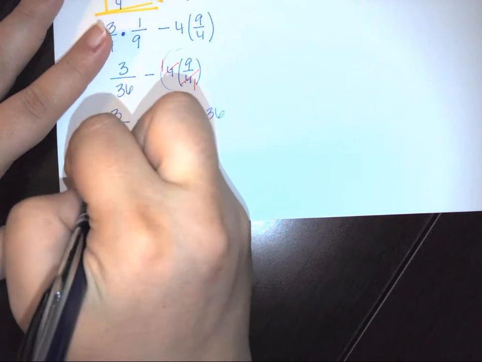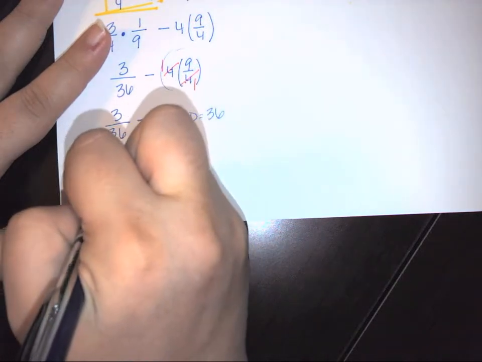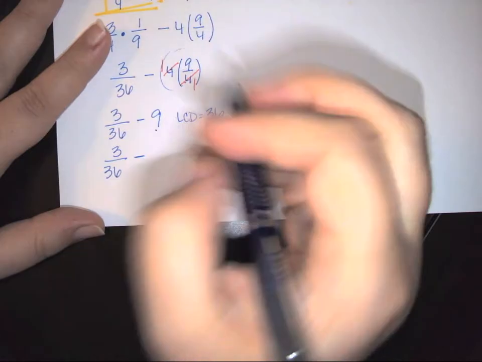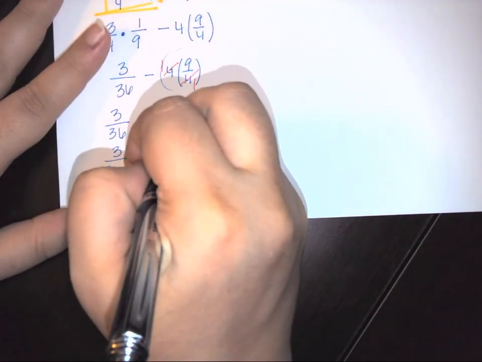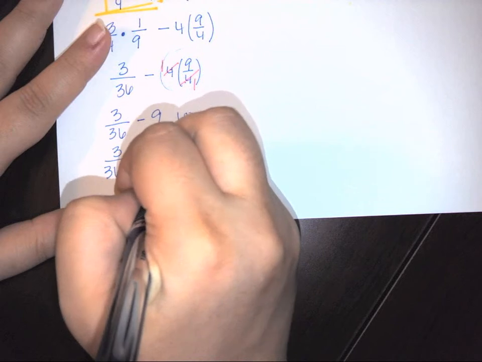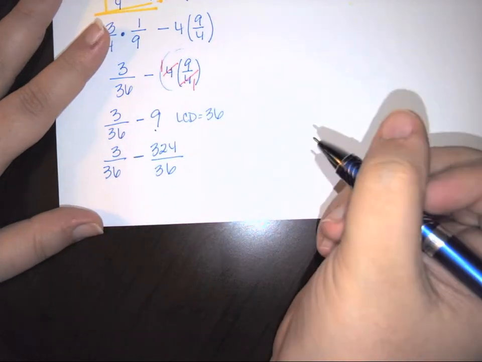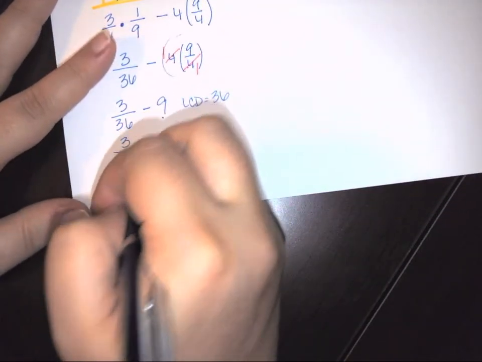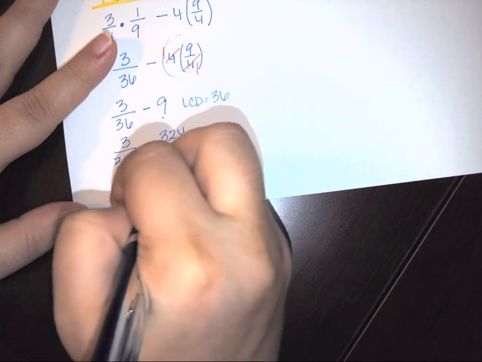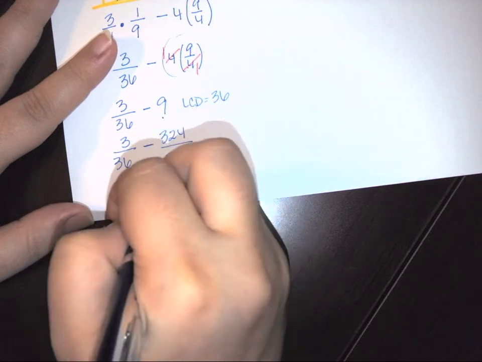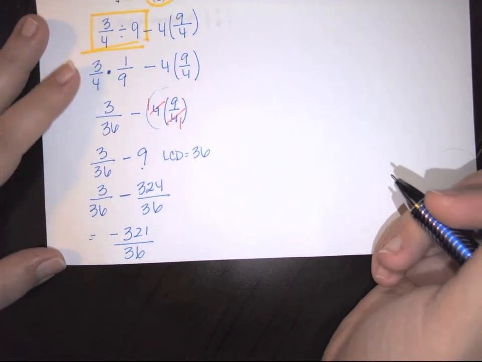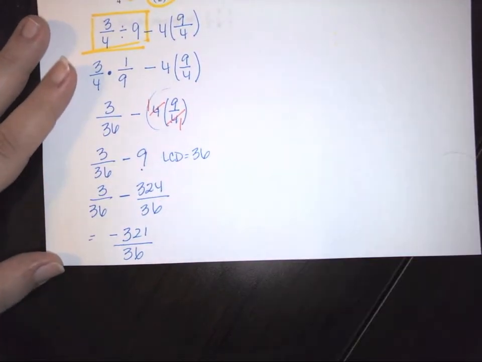So for this, I'm going to have 3 over 36 minus 9 times 36. So this is going to be 324 over 36, which means I can do 3 minus my 324 is going to give me negative 321 over 36. Now I have to be able to see if this reduces at all.